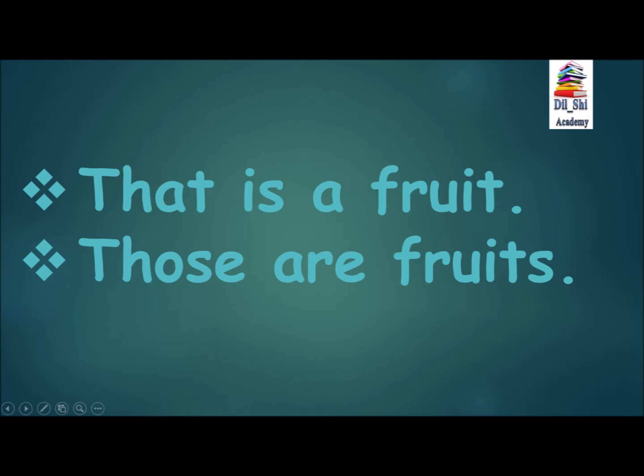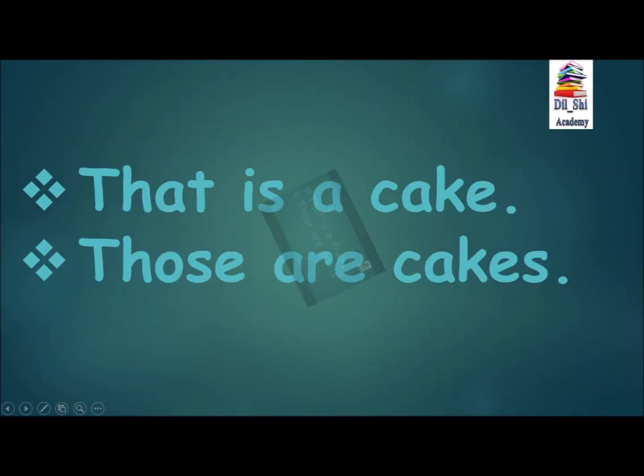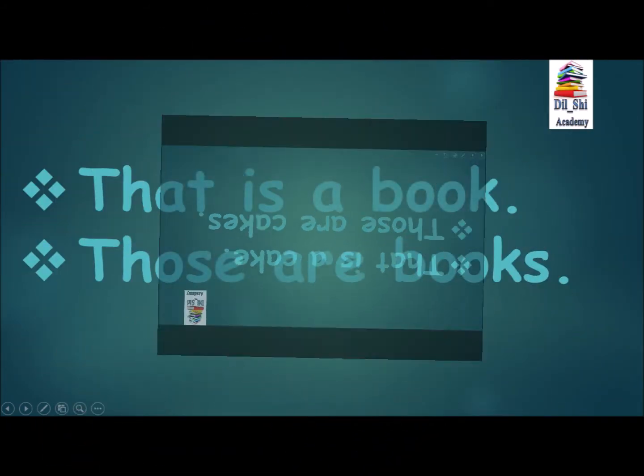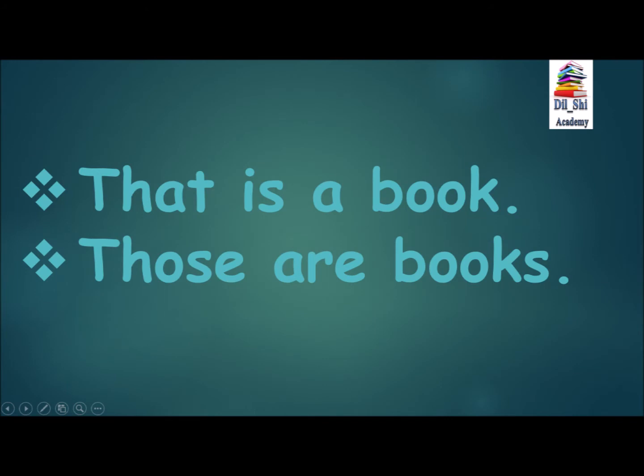That is a fruit. When we convert this into plural, those are fruits. That is a cake. When we convert this into plural, those are cakes. That is a book. When we convert this into plural, those are books.